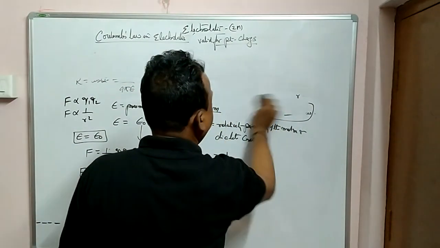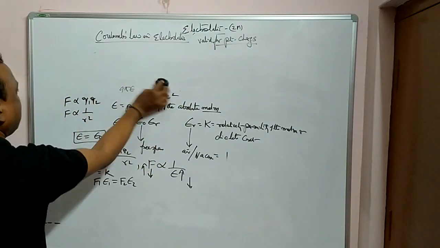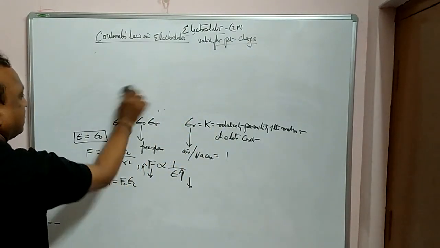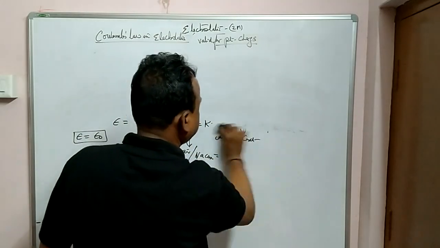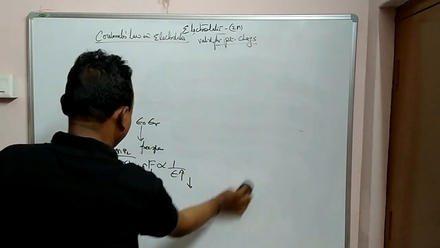Coulomb's law is very important while solving numericals later on when I explain. So finally you came to one point, that is force. The force of attraction or repulsion is inversely proportional to the permittivity of the medium. Just now I told you.